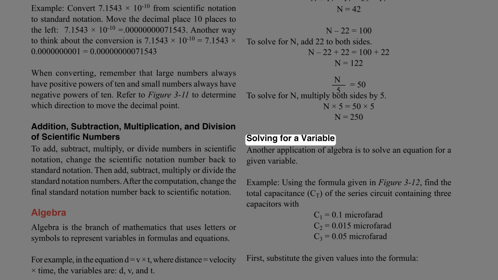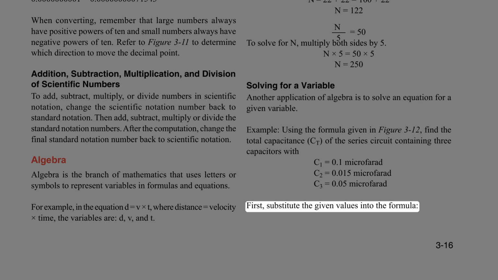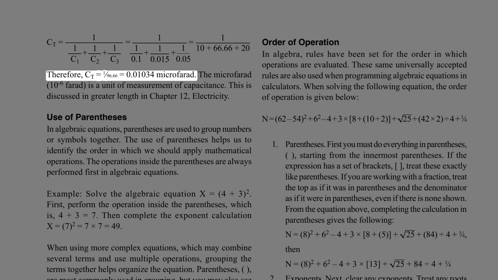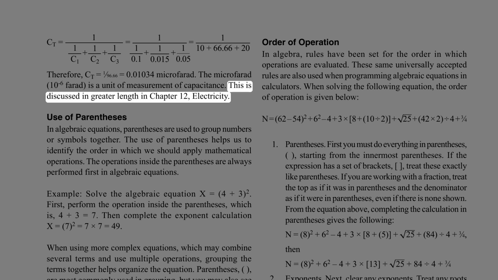Solving for a variable. Another application of algebra is to solve an equation for a given variable. First, substitute the given values into the formula. Equals 196.66, therefore, C equals 0.01034 microfarad. The microfarad, 10^-6 farad, is a unit of measurement of capacitance. This is discussed in greater length in Chapter 12, Electricity.